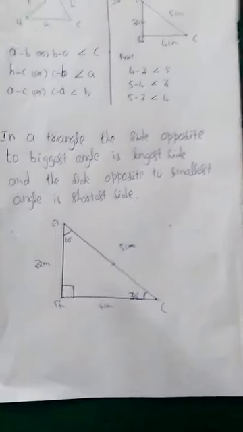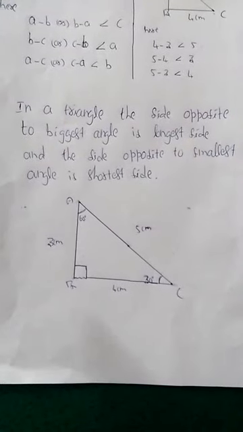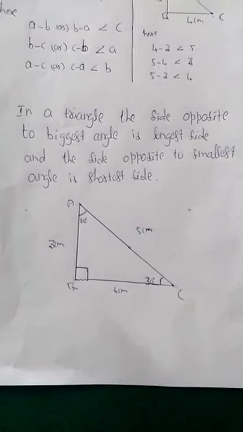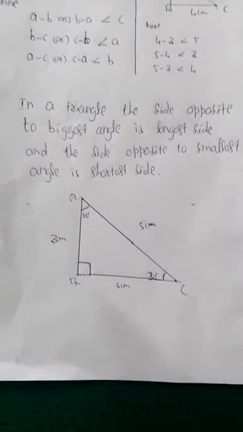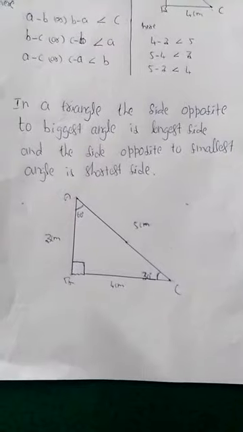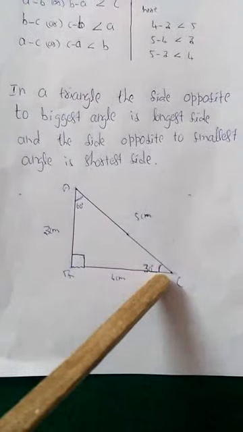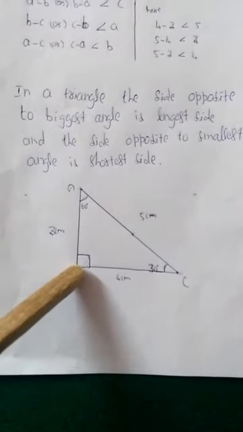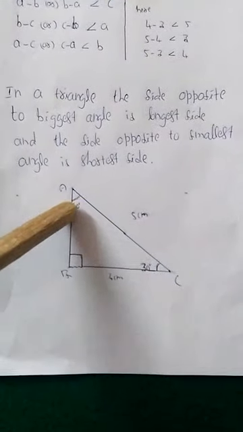And the fourth property: in a triangle, the side opposite to the biggest angle is the longest side, and the side opposite to the smallest angle is the shortest side. That means take one triangle ABC. Here at B the angle is 90 degrees, at C the angle is 30, at A the angle is 60.